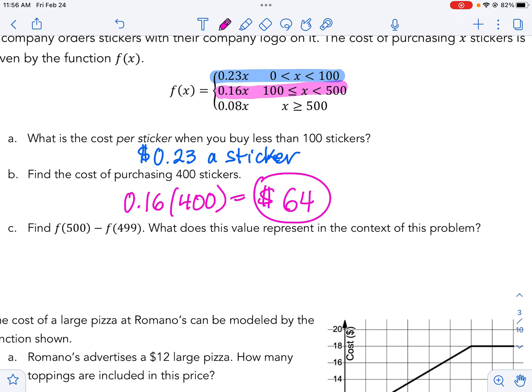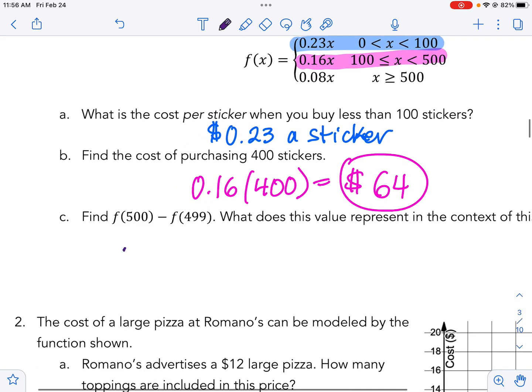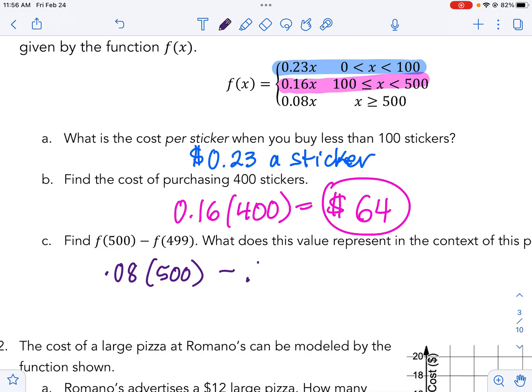And it says find f of 500 minus f of 499. What does this value represent in the context of this problem? Okay, let's find those first. All right, so f of 500. If it's 500, it's going to be 8 cents. So 0.08 times 500 minus 499 is going to be 16 cents times 499.